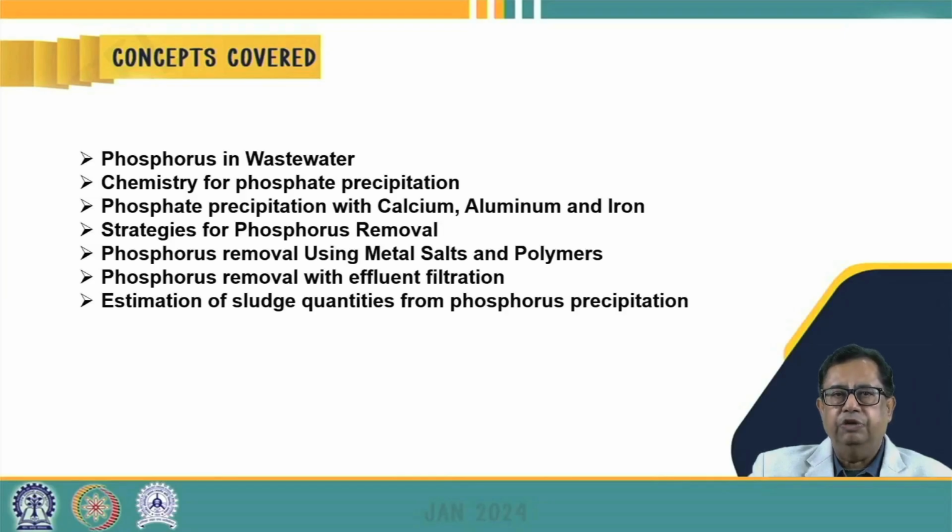We'll talk about the various strategies which are involved for the phosphorus removal. We will talk about the phosphorus removal using metal salts and polymers. Then we'll talk about the phosphorus removal with effluent filtration. And then lastly, we'll talk about the estimation of the sludge quantities from the phosphorus precipitation.